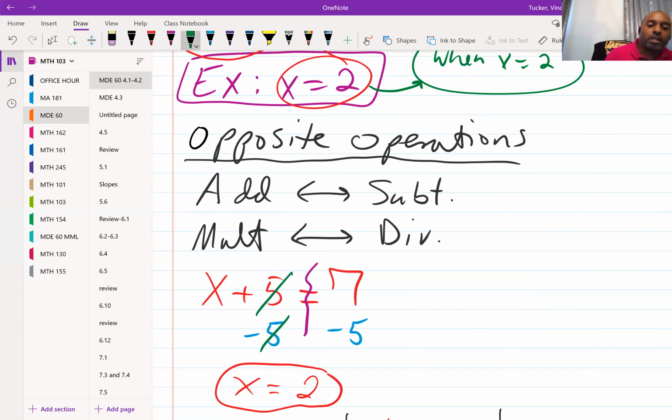5 and negative 5 cancel, leaves me with just x on the left. And then on the right, 7 minus 5 is 2. And that is my solution. All right, questions on that?